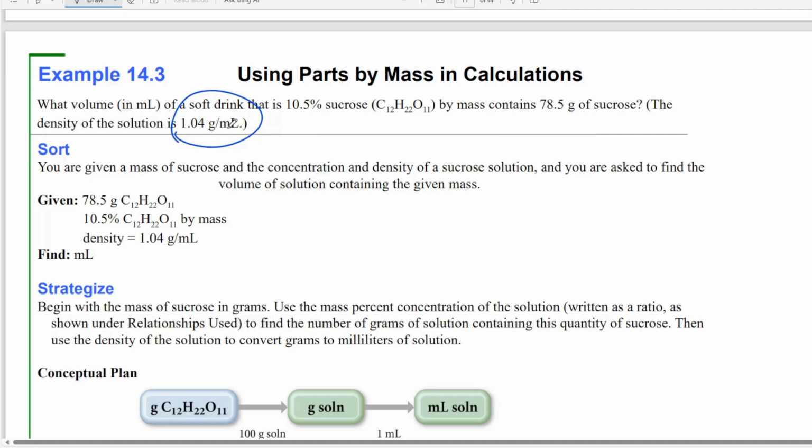Again, you should know how to use density as a conversion factor here, but there's another conversion factor hidden in this problem that might not be so obvious, the 10.5% by mass. That means that if I have 100 grams of solution, 10.5 grams of that would be sucrose. So we can use the 10.5 grams of sucrose per 100 grams of solution as a conversion factor.